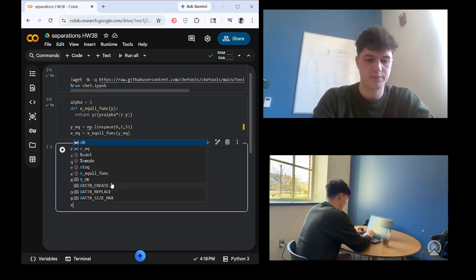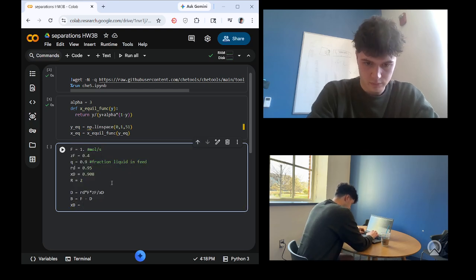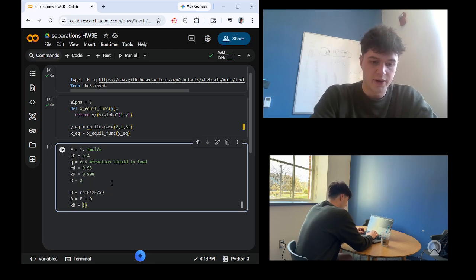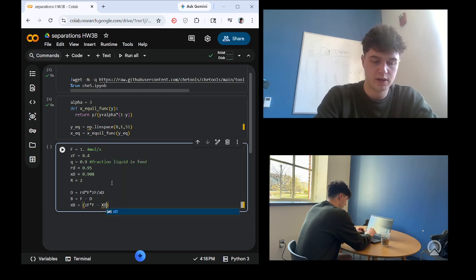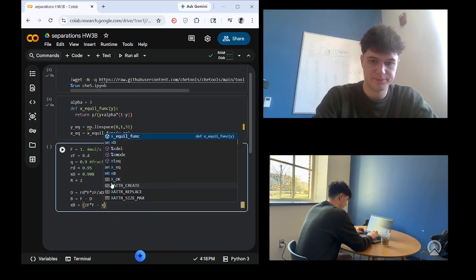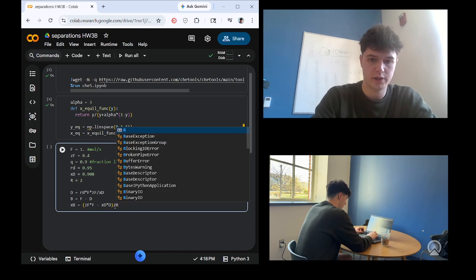Now we have the composition times our boilant, and that is going to be equal to our ZF value times F minus our composition of our distillate times our distillate. And this will all be divided by our boilant.